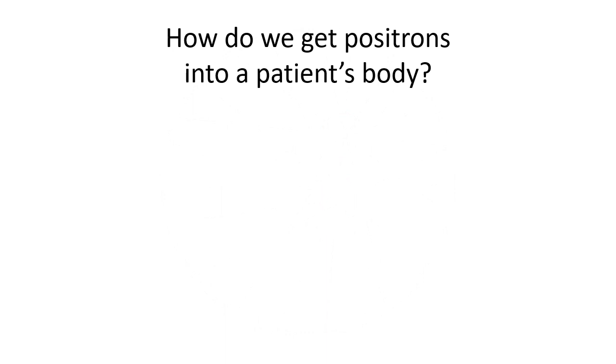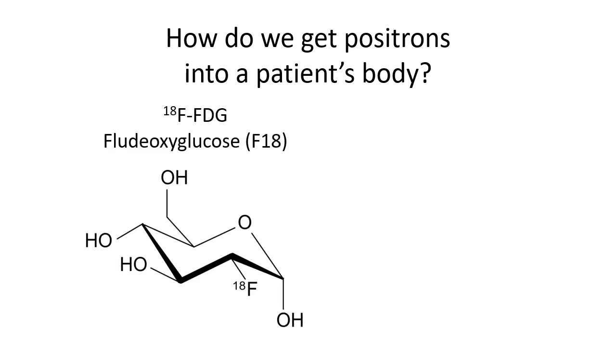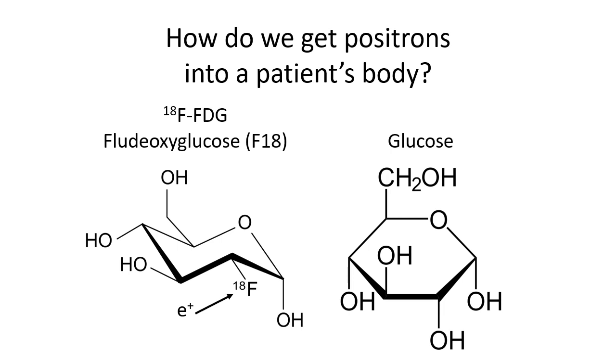So now we must think, how do we get these positrons into a patient's body? Well, we can use radiopharmaceuticals like fluorodeoxyglucose, which has a fluorine-18 on it that radiates a positron after some amount of time. Now the body treats this molecule as if it were glucose. So it distributes it throughout the body wherever it would distribute glucose, and a lot of areas of interest to doctors, like cancers and abnormalities, use a lot of glucose.